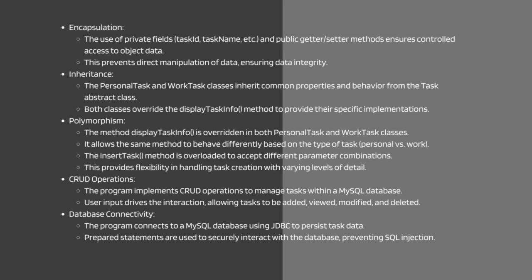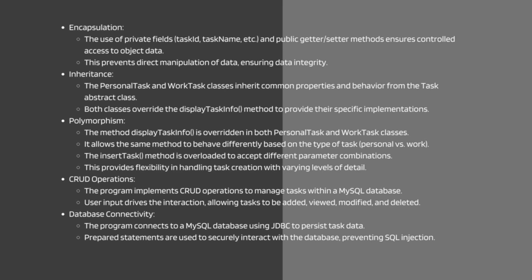Encapsulation. The use of private fields, task ID, task name, etc., and public getter and setter methods ensures controlled access to object data. This prevents direct manipulation of data, ensuring data integrity. Inheritance. The PersonalTask and WorkTask classes inherit common properties and behavior from the Task abstract class. Both classes override the display task info method to provide their specific implementations.